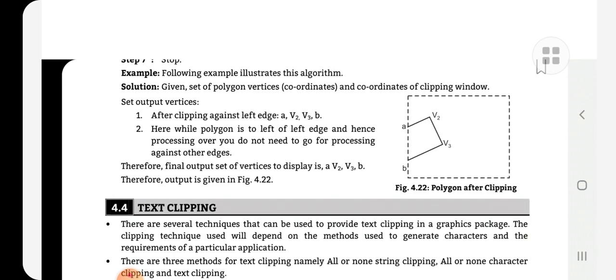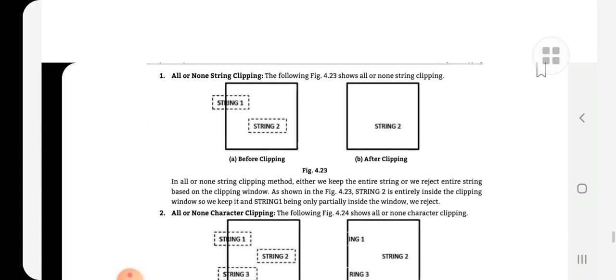Here, after the clipping, the polygon is shown in the figure. Given a set of polygon vertices and the coordinates of a clipping window, the output vertices after clipping against the left edge are A, V2, V3, B. Here the polygon is to the left of the left edge, so processing is over, and you do not need to go for processing against the other edges. Therefore, the final output set of vertices to display is A, V2, V3, B, and the output is given in figure 4.22.